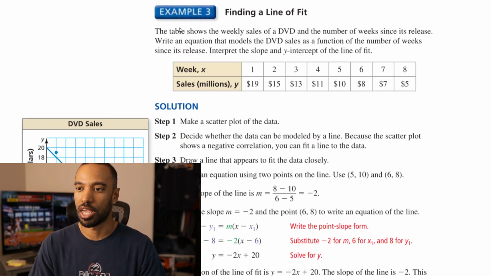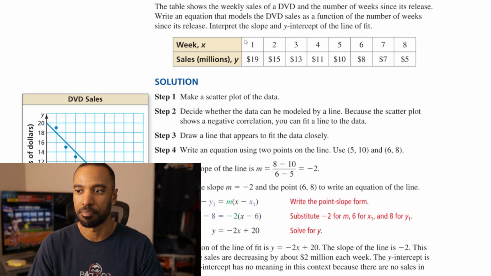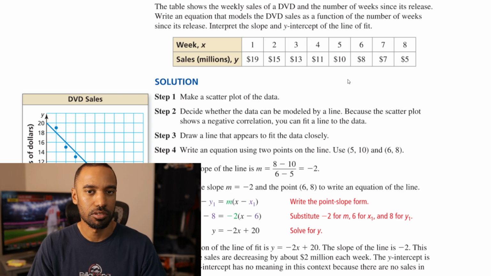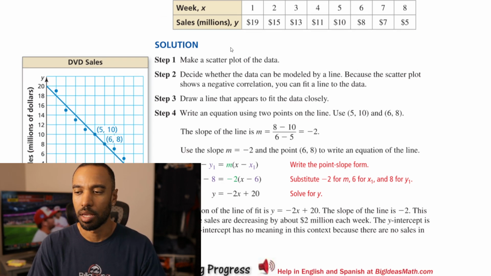So here we go. Here's an example. It says the table shows the weekly sales of a DVD and the number of weeks since its release. Write an equation that models the DVD sales as a function of the number of weeks since its release. Interpret the slope and y-intercept of the line of fit. So as the weeks go on, you can see that the number of sales in millions, $19 million in sales and 15, etc., go down over time. That's normal. I'm used to that.